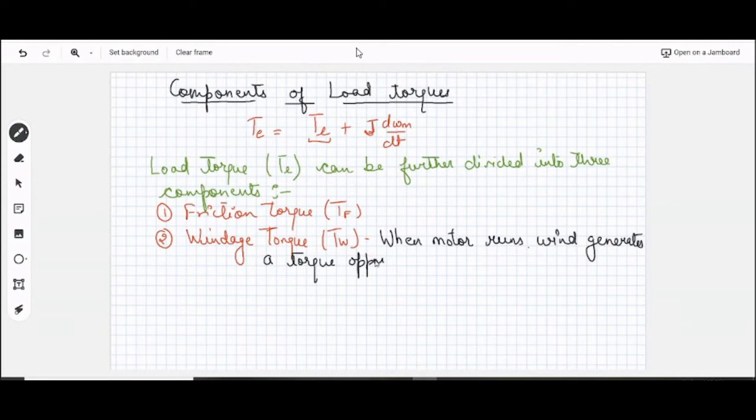opposing the motion and this is called as windage torque, right? This is known as windage torque. Here we are calling it as windage torque.